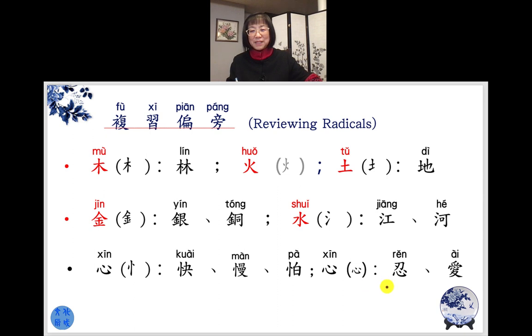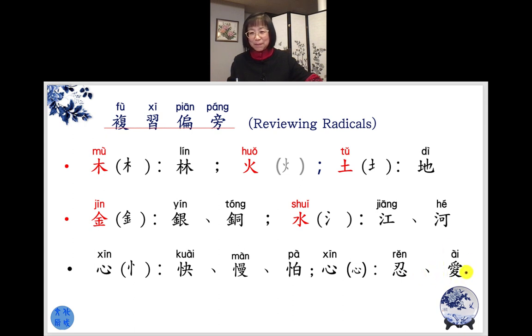Another 偏旁 of 心 can be at the bottom or in the middle. So for this one, 忍, you have learned this character. The meaning is to tolerate, or tolerance. How can you tolerate something? Of course, you use your heart to tolerate. So that's why there is a 偏旁 of heart at the bottom.